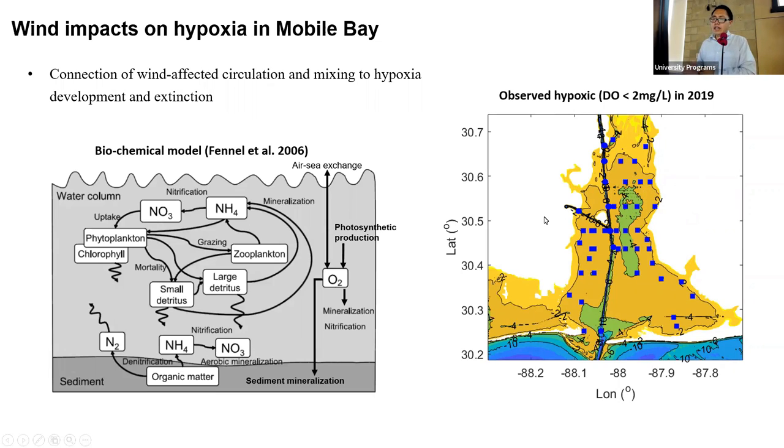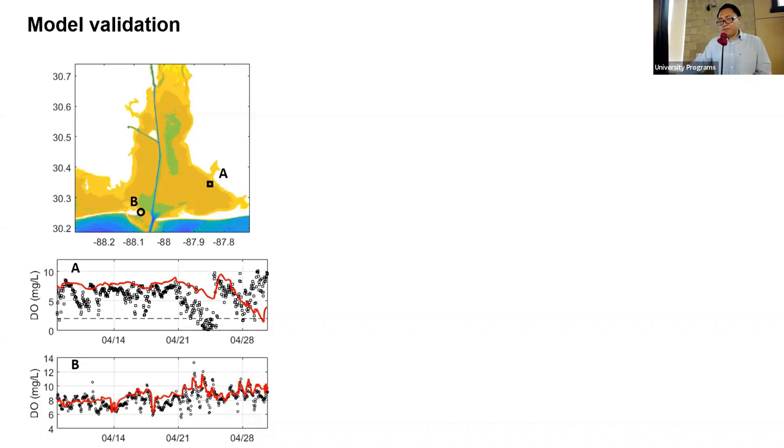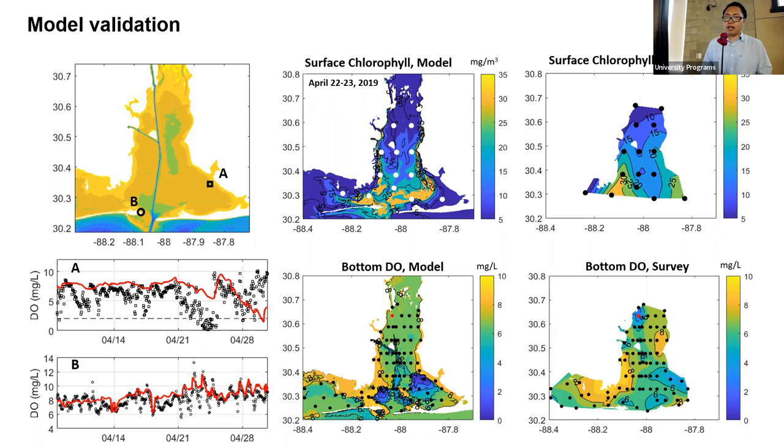To study the hypoxia, we have used a biochemical model. This model is developed based on the nitrogen cycle. It has the growth of the phytoplankton, zooplankton, and the respiration of the detritus. Therefore, we can have a budget for the oxygen. Note that both the flow, mixing, and the biochemical processes, respiration and production, will affect the oxygen. So how can we split the physical contributions from the biochemical contributions? That's our question. Here is some model comparison with the field data.